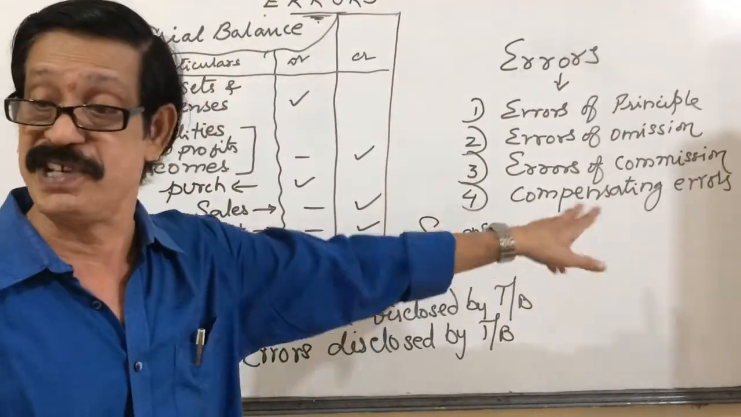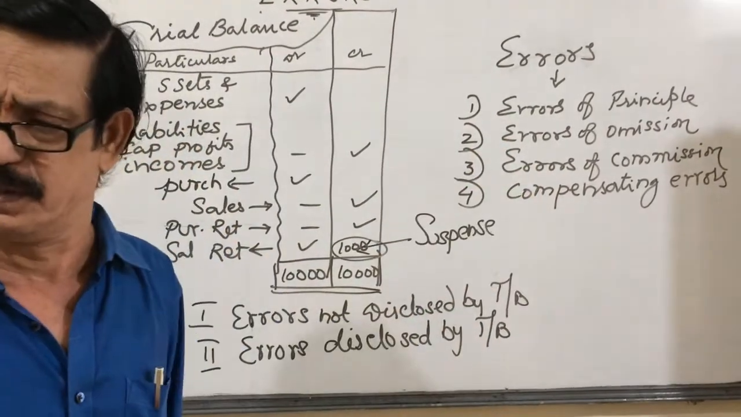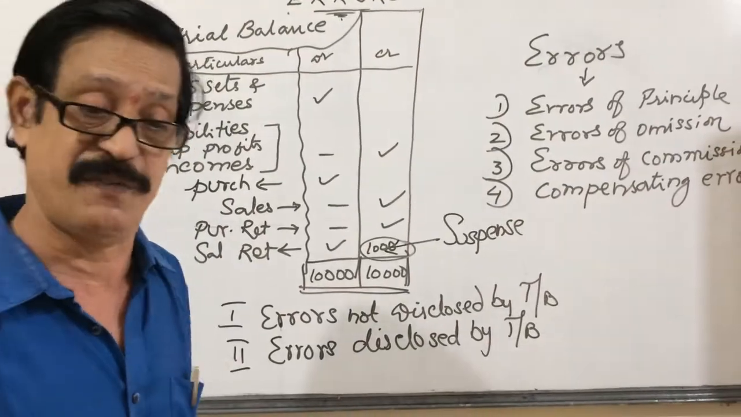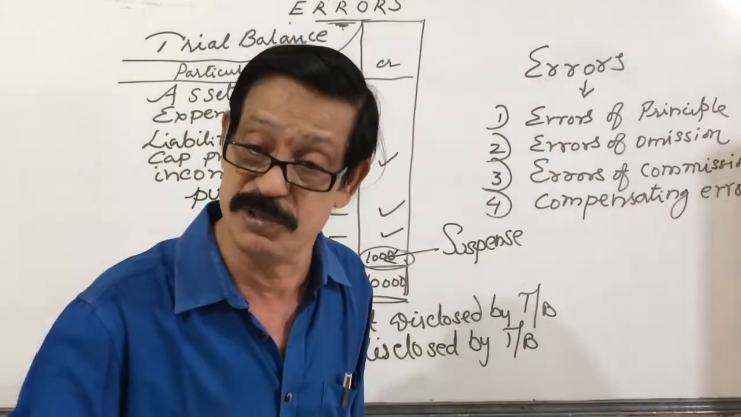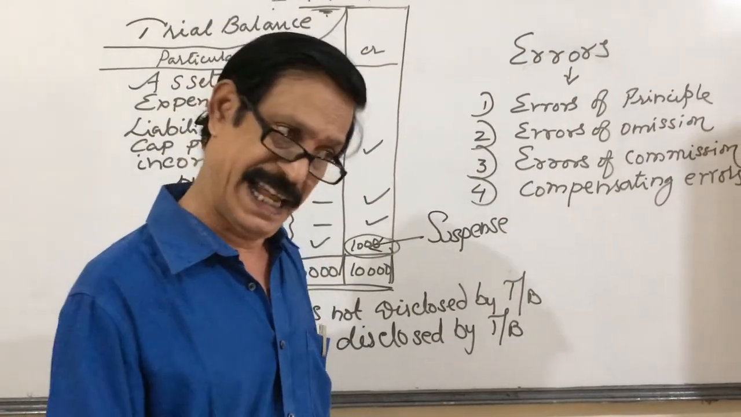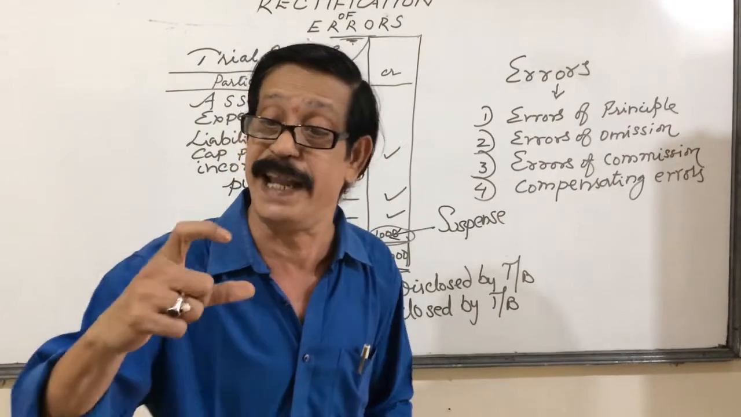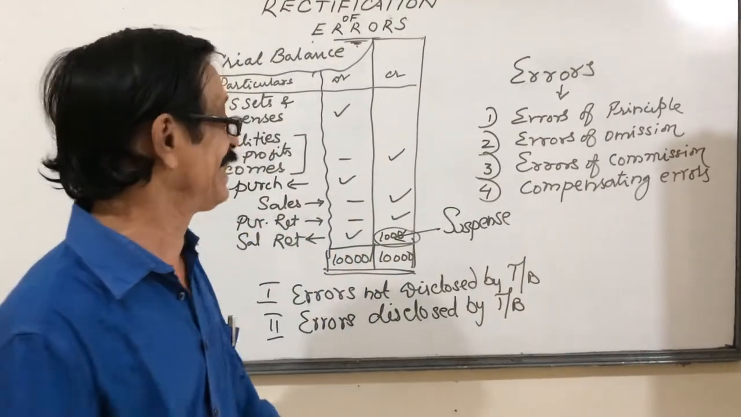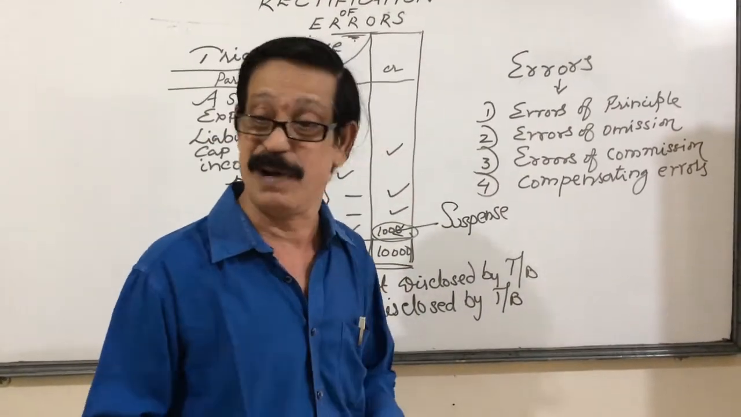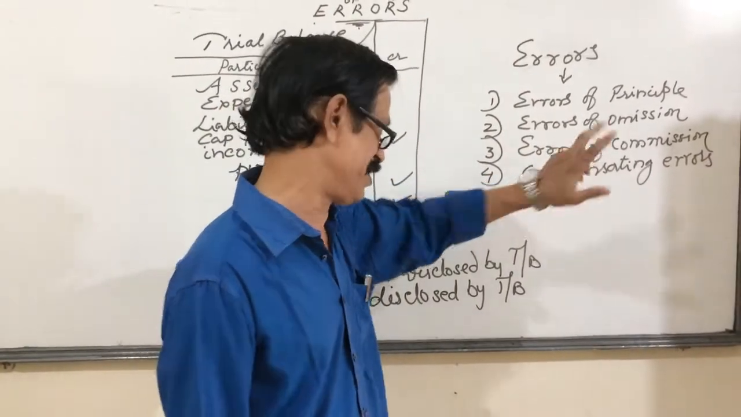Next, error of omission. A transaction is completely not recorded in the books. It is called whole omission of transaction. Sometimes a transaction is recorded, journalized in the books, but one account is not posted. That is called partly omission. Understanding? They are called errors of omission.